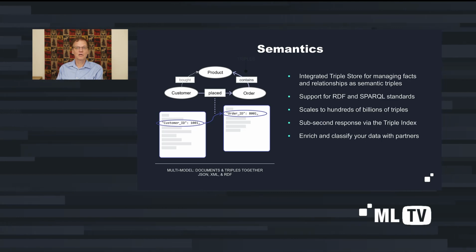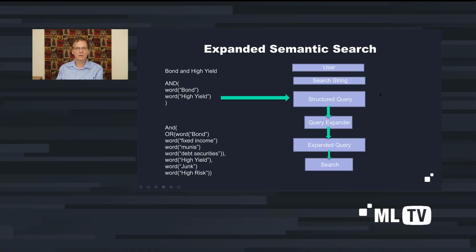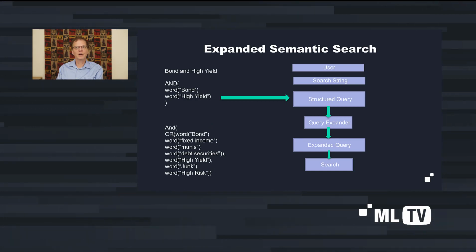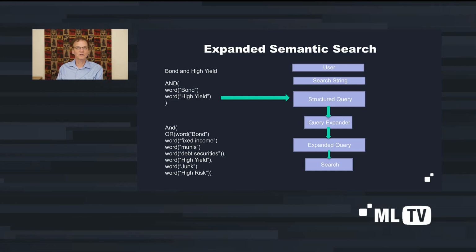Beyond relational style uses, semantic triples can also be used to create thesauri and ontologies. These can be used to expand searches and queries. Let's look at an example. A user does a query on bond and high yield. They get some results. Looking at the results, they realize that items that should be there are missing. With a data hub that includes an ontology on financial products, more accurate results can be obtained.